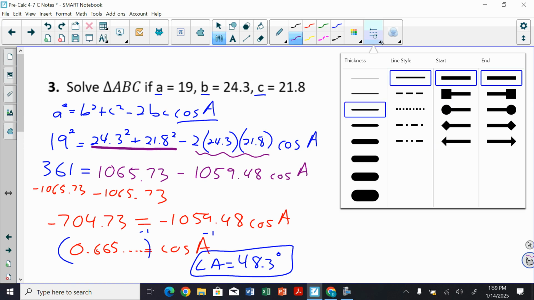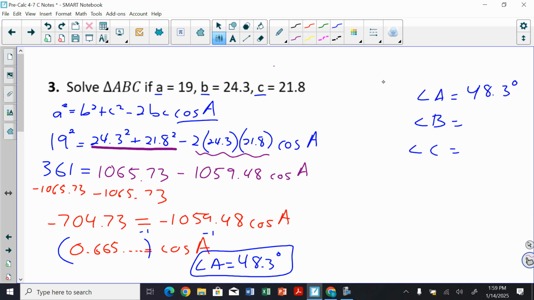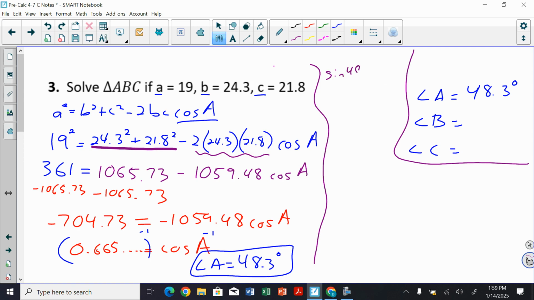So let's continue working. But now, on the second part, I'm going to draw a line right here, and draw a line right here in my box. Second part here, I can use law of sines now because I have one of the angles, because I have this 48.3. So I can go sine of 48.3 over A, which is 19, equals, let's use it to find B. So sine of B over my B value of 24.3.